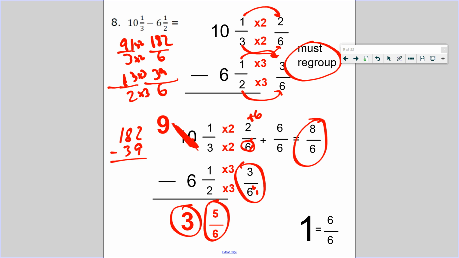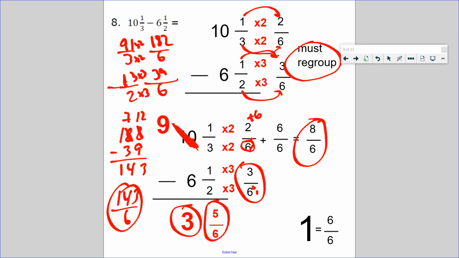Can I take away 9 from 2? Nope, got to regroup. 7. This is 12. 12 minus 9 is 3. 7 minus 3 is 4. So it's 143/6. Wait, I feel like there is a mistake here. One second. Let me see the improper way. Hold up.